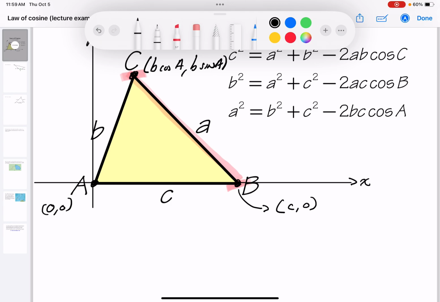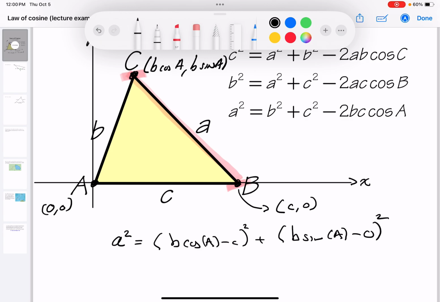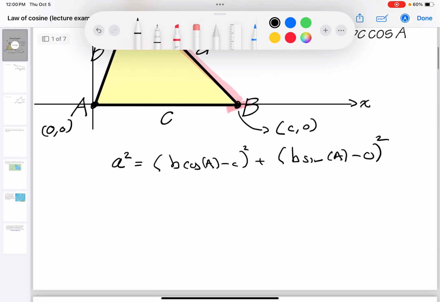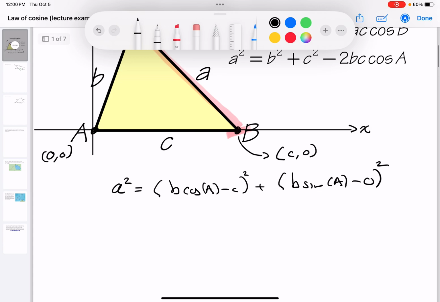So I'm going to say a squared equals, well, I'm going to do the difference now. And the difference is going to be b cosine of the angle A minus side length c, squared, plus, and what do you get there is going to be b sine of angle A minus 0. I'm just taking the difference between 2 points, Pythagorean theorem. All right? What are you going to do now? I guess I simplify it because I really don't see how this could possibly be one of those three formulas over there.